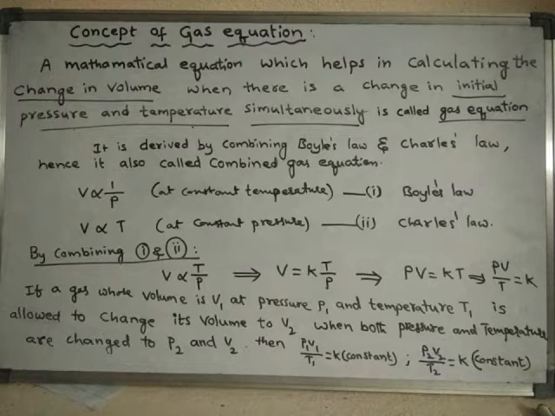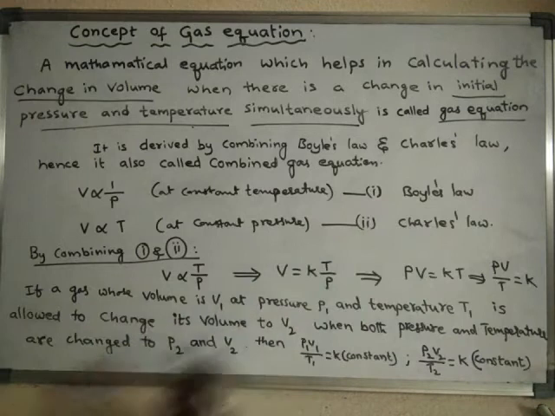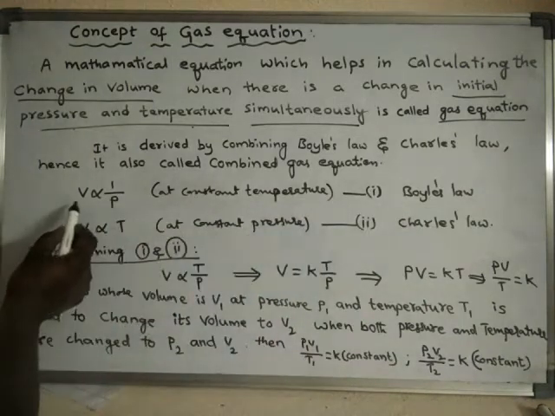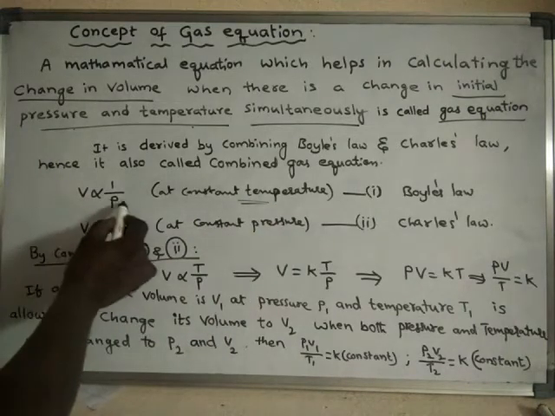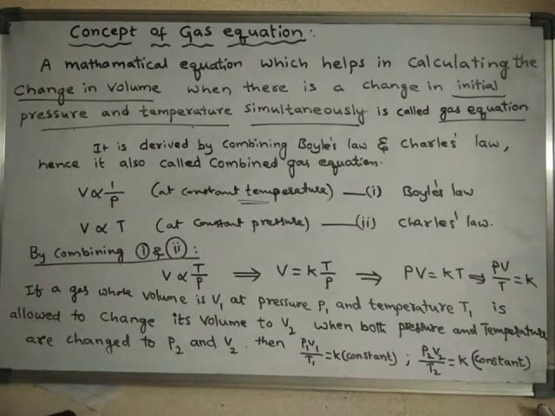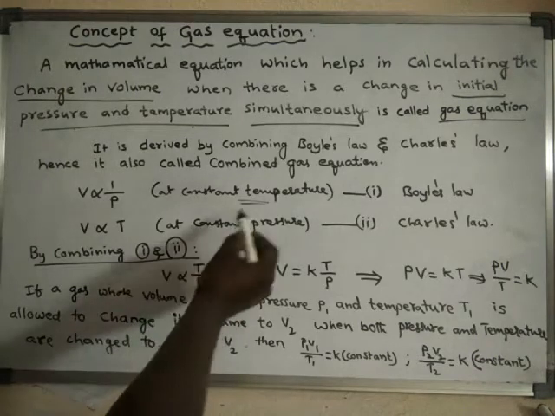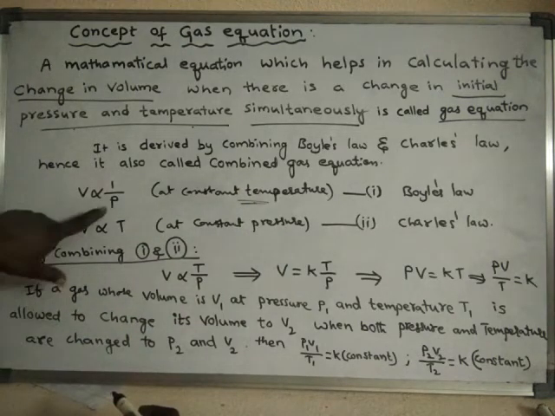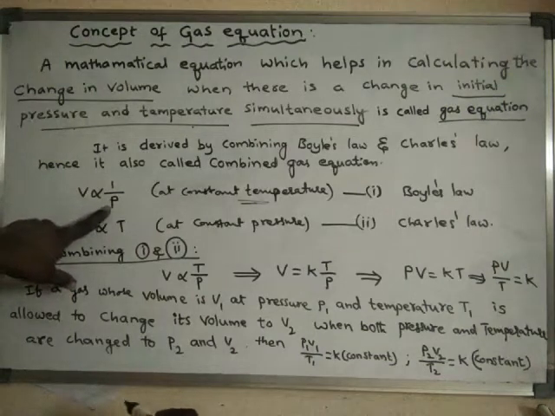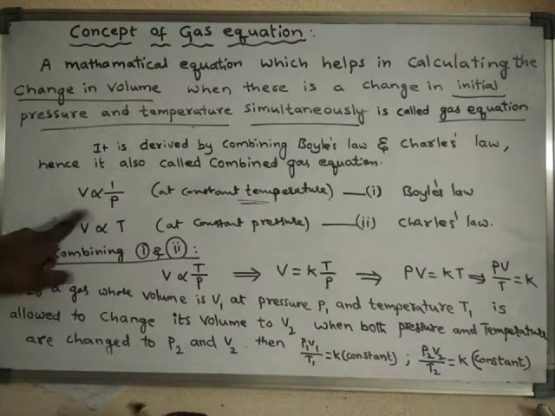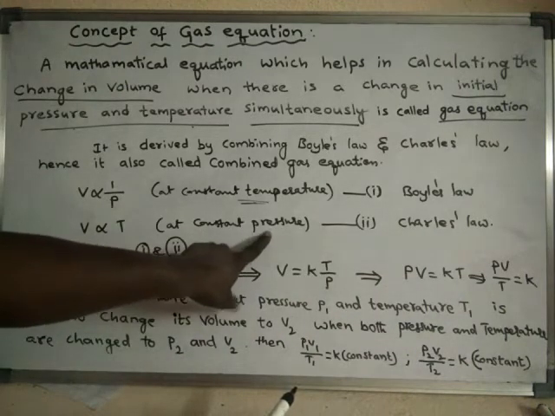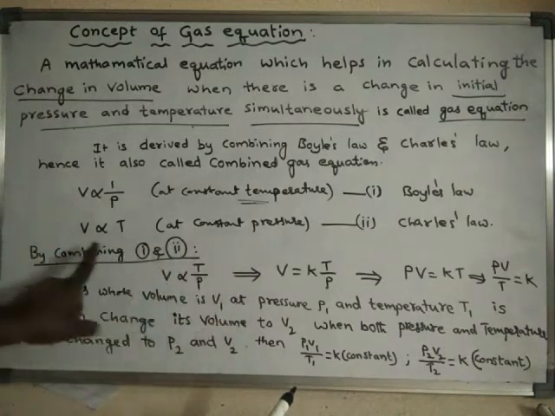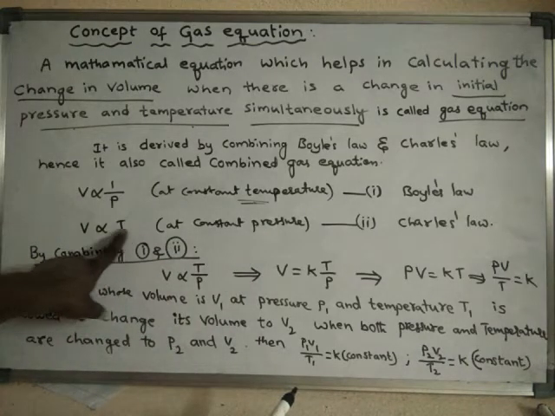Generally we have learnt about Boyle's law and Charles' law. According to Boyle's law, at constant temperature, when there is a change in pressure, there will be a change in volume. And according to Charles' law, at constant pressure, when there is a change in temperature, there will be a change in volume.